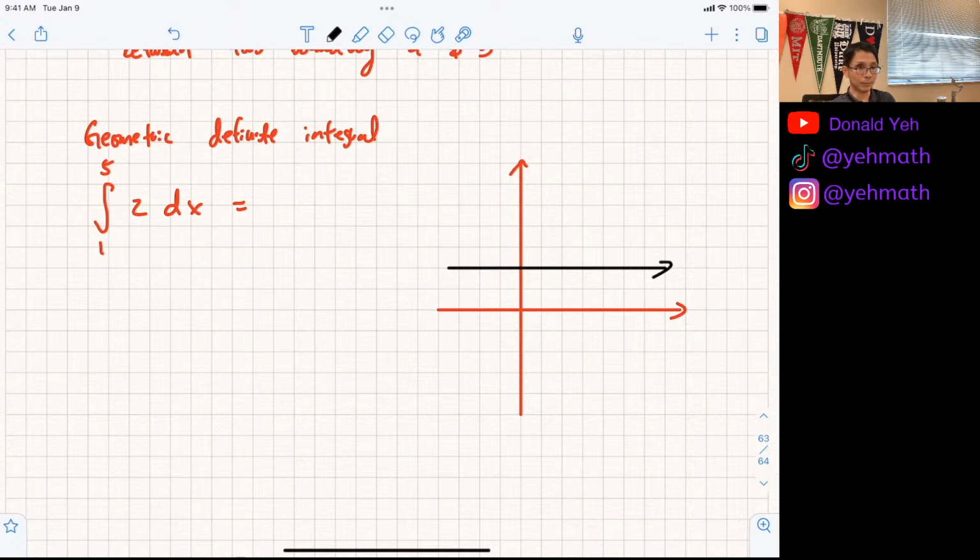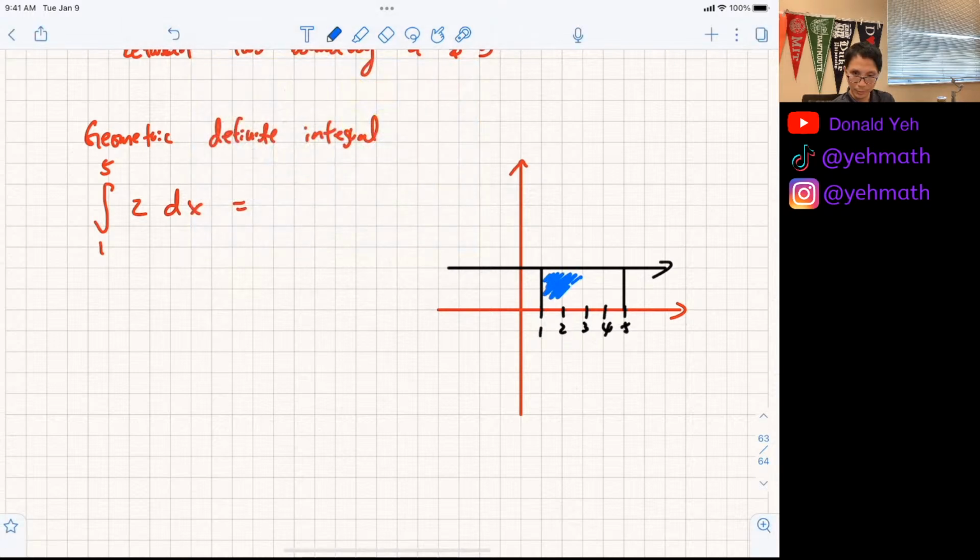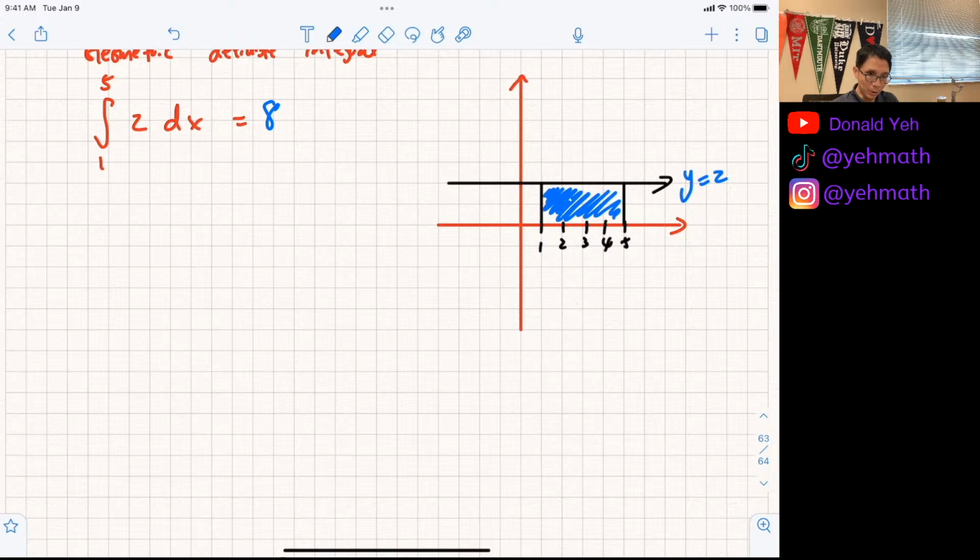Daniel? 8. Why do you get 8? So it's from 1 to 5. We know that's 4 wide and 2 high to make the rectangle. So it's going from here to here, right? So we just count the tiles, right? Yep. And that's equal to 8. So the function is 2, so y is equal to 2. Now, without telling you how to do it, you're going to do the next question.